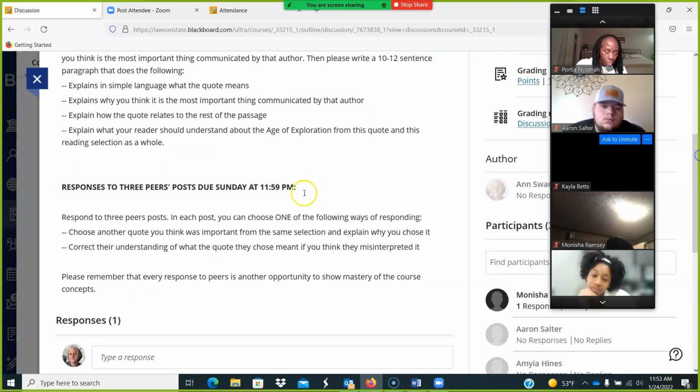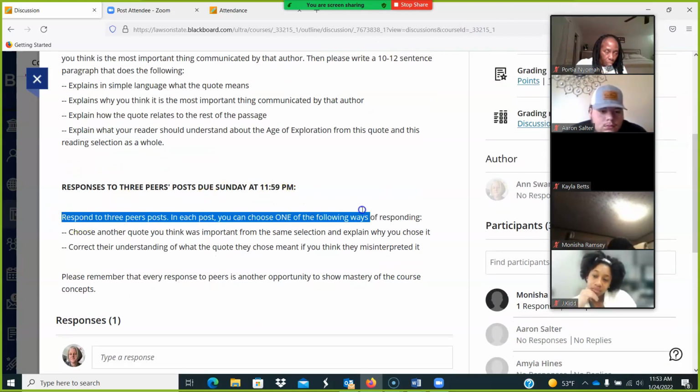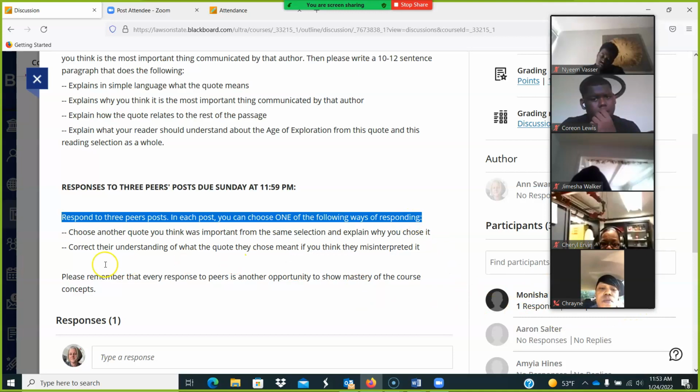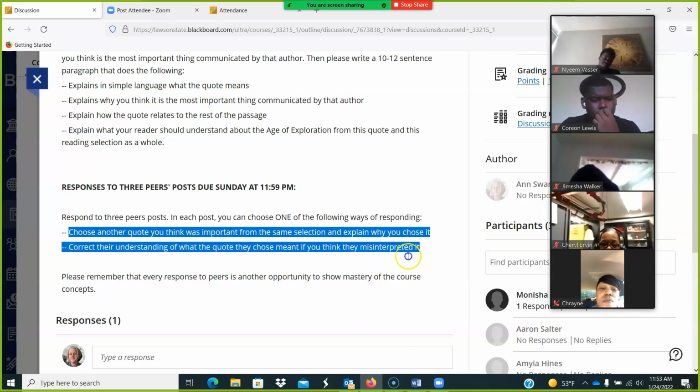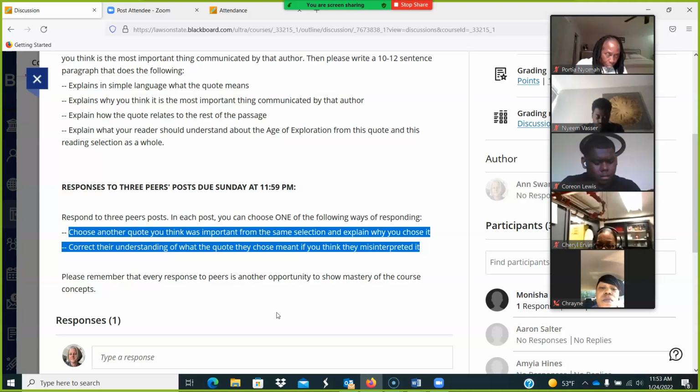Erin, in our responses to peers, please read the preface to the responses to peers. Respond to 3 peers' posts. In each post, you can choose one of the following ways of responding. Fantastic. And Jamisha, can you read the 2 bullet points that are the 2 different ways you can respond? Choose another quote you think was important from the same selection and explain why you chose it. Correct their understanding of what the quote they chose meant if you think they misinterpreted. Okay, so you can either add to what they've said or help them, okay?